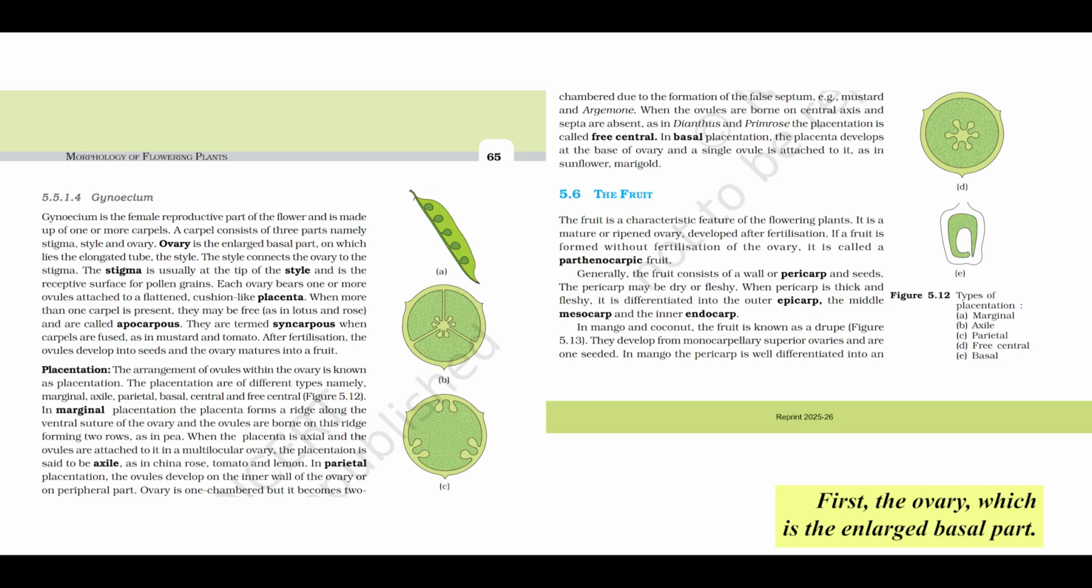First, the ovary, which is the enlarged basal part. This is where the ovules are housed and protected. Resting on the ovary is the style, an elongated tube that connects the ovary to the stigma. It acts as a pathway for pollen tubes to reach the ovules.